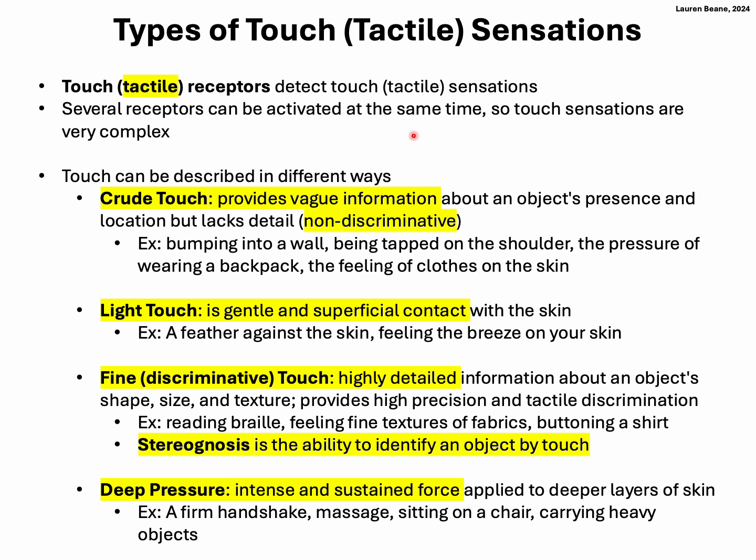With crude touch, this provides very vague information about an object's presence, but it lacks really all detail. So we can say that it is non-discriminative. We can't exactly figure out maybe what the object is that we just, say, bumped into, right? Or it can be broad pressure that we feel on the body, such as wearing a backpack, and even the feeling of clothes on our skin. It's pretty non-discriminative, but we know that the object is there.